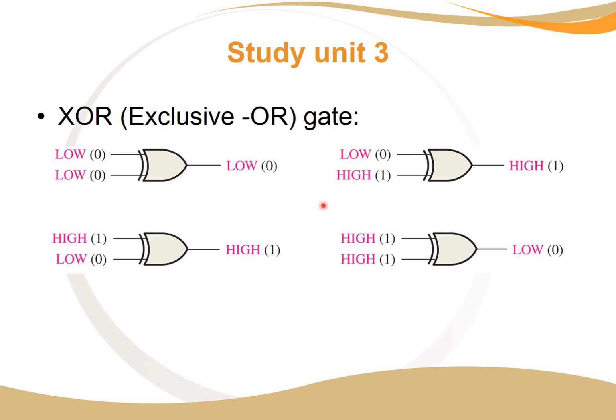Now we come to an exclusive OR gate, or XOR gate, and these are the permutations of an exclusive OR gate. So when both inputs are the same, either both 0s or both 1s, it's a low, and when they are different, a 1 or a 0, or a 0 or a 1, then it's high.